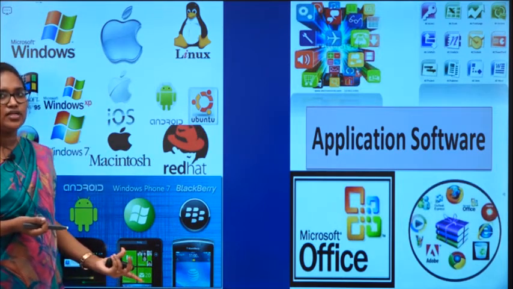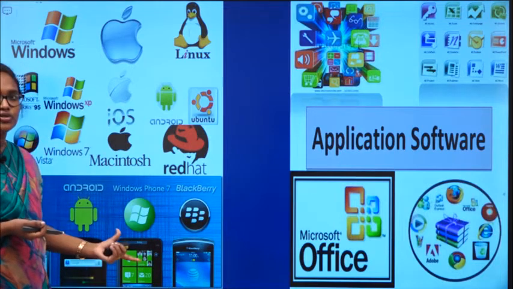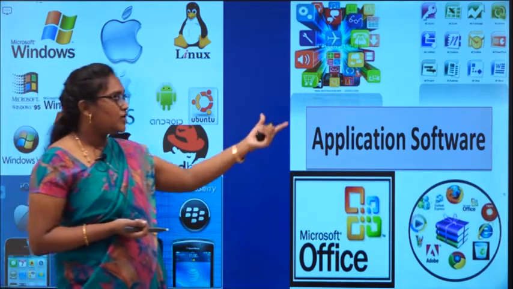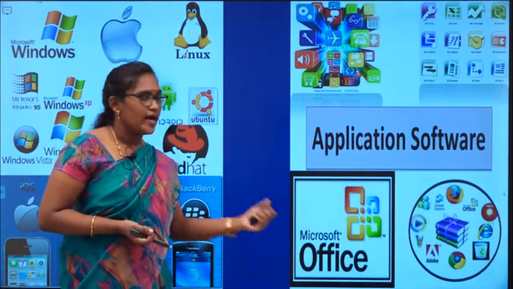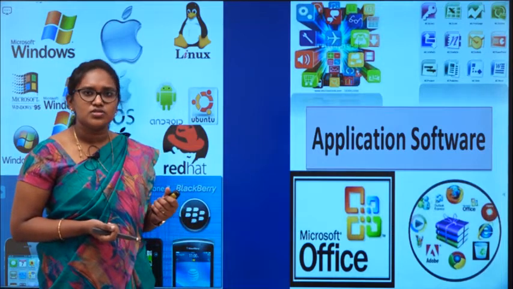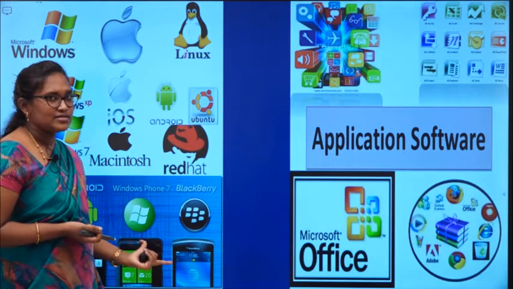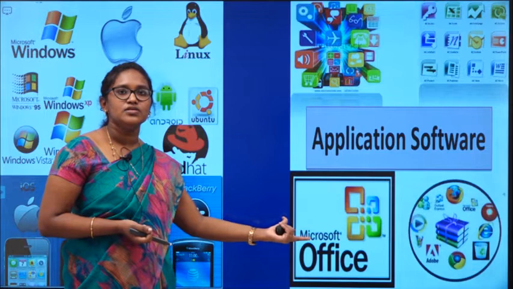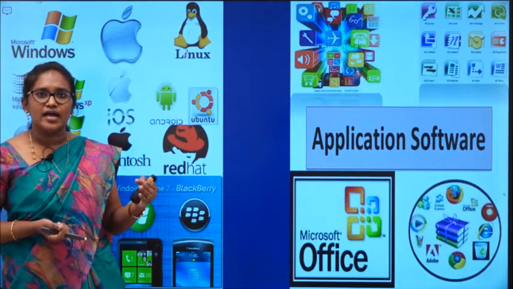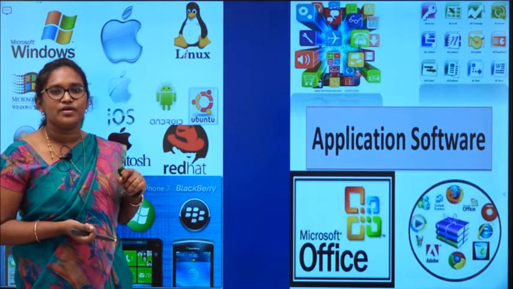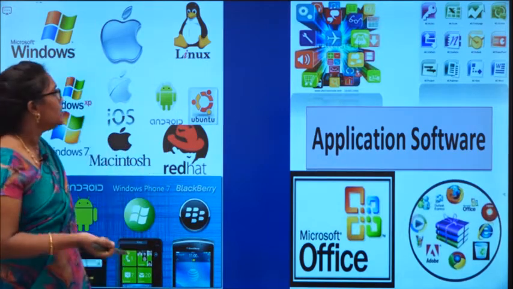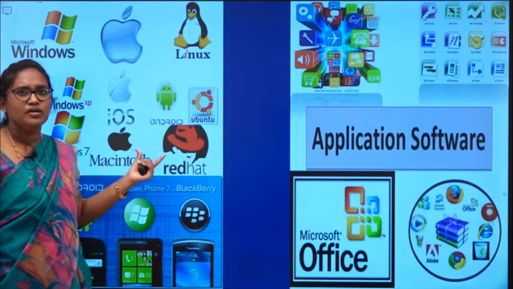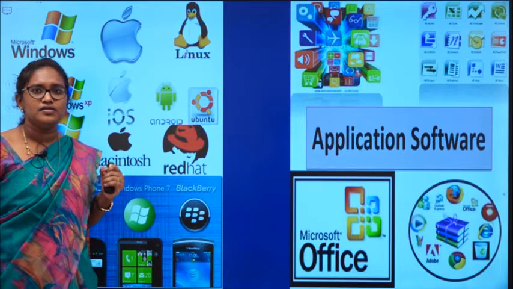So here on the left side, whatever is visible to you are the examples of operating system. Here, whatever is visible to you are the examples of application software. All these are called system software and all these are called application software. Now, we will understand the difference between system software and application software. So here Windows, Macintosh, Linux, Ubuntu and so on, these are all operating systems.